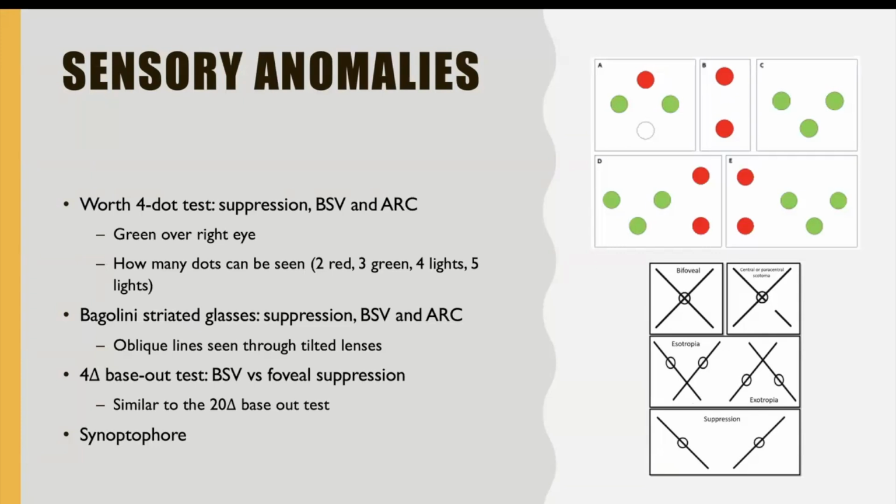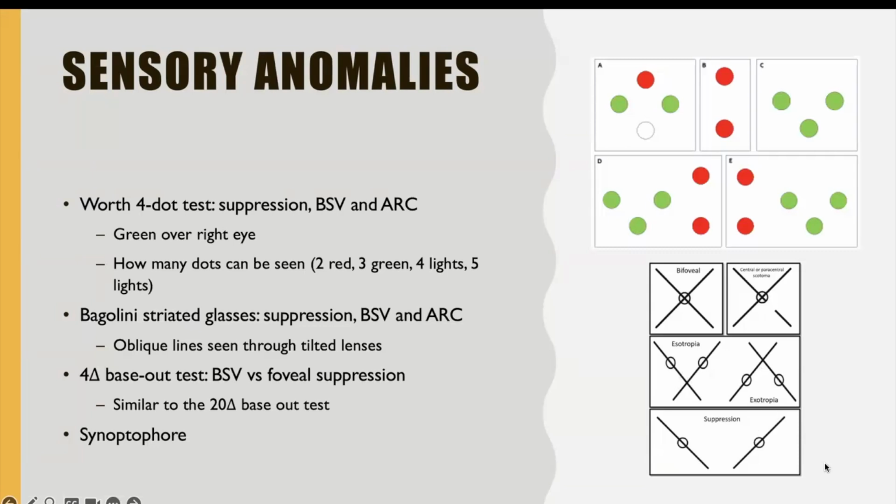Then you've got the Bagolini striated glasses, and this picture at the bottom describes what's going to happen here. So you've got oblique lines seen through tilted lenses, and a normal patient should be able to see both lines crossing over in the middle. If they have scotomas, or if they have esotropias or exotropias or suppressions, for example, you're going to get different lines. So a scotoma where you'll have a part of the line missing. Esotropias and exotropias, you'll see both lines, but they won't cross in the middle. And then suppressions, one of the lines will essentially be missing.